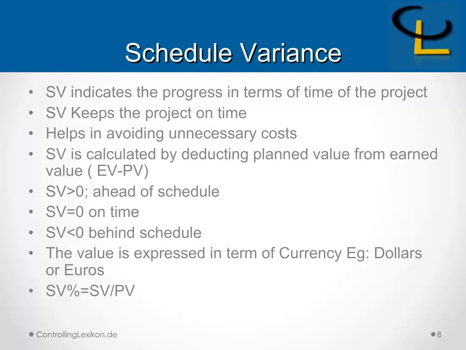If the result of schedule variance is greater than 0, then you are ahead of schedule. And if the result of schedule variance is 0, you are on time. And if the result of schedule variance is less than 0, it means you are behind schedule. If you want to calculate the percentage of schedule variance, you divide the schedule variance over the planned value.